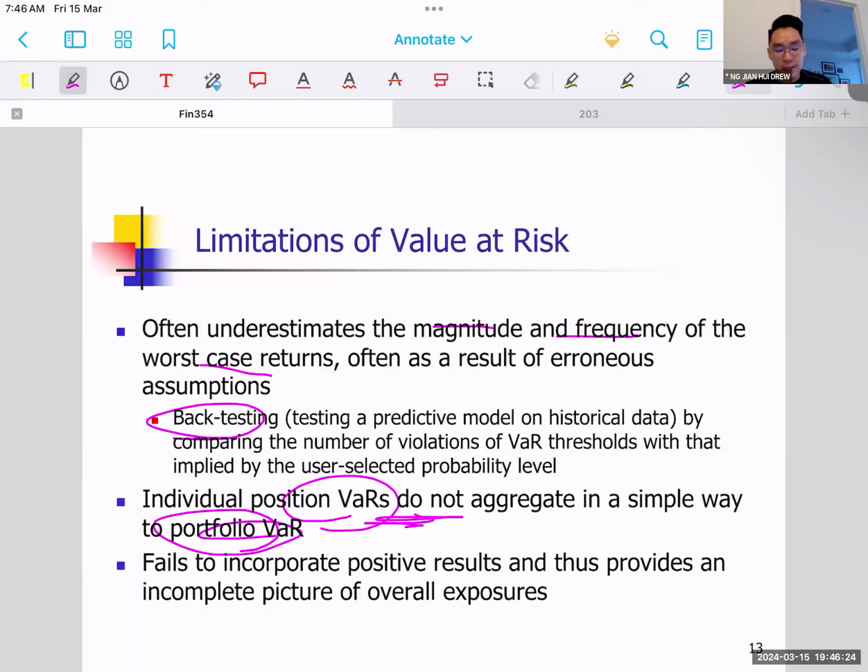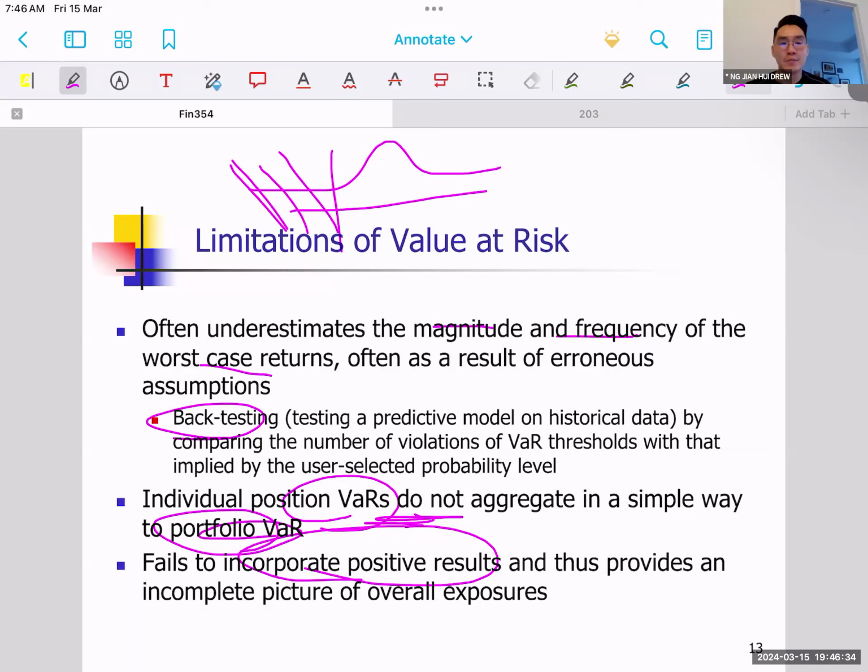It fails to incorporate the positive results. Of course, if you notice, what we have always been talking about is the left tail of our normal distribution, right? Of course, our left tail is the worst case situation. We do not consider some upside situation. So this does not provide a full picture of the stock.